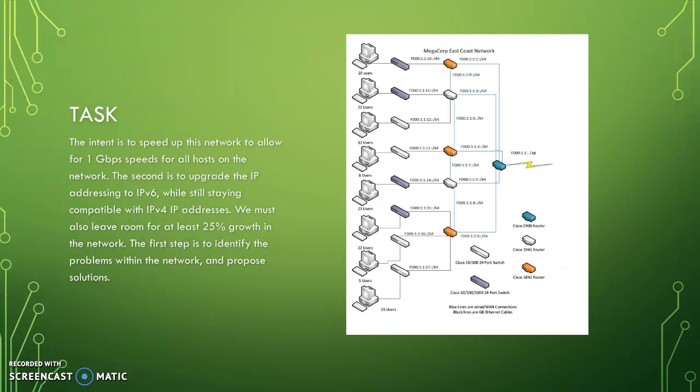Now here we're going to go over our tasks. The intent is to speed up the network to allow for 1 gigabyte per second speeds for all hosts on the network. The second task will be to upgrade the IP addressing to IP version 6 while still staying compatible with IP version 4 IP addresses. We must also leave room for at least 25% growth in the network. The first step is going to be to identify the problems within the network and then to propose the solutions.